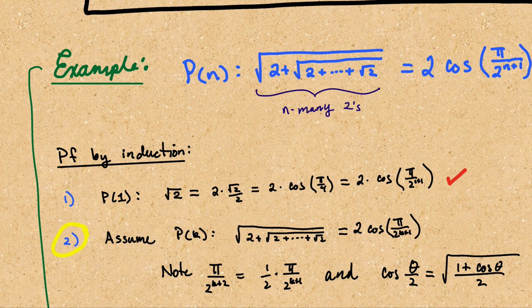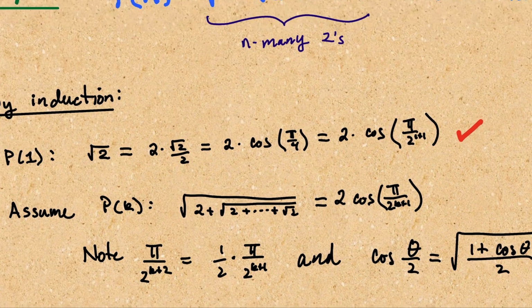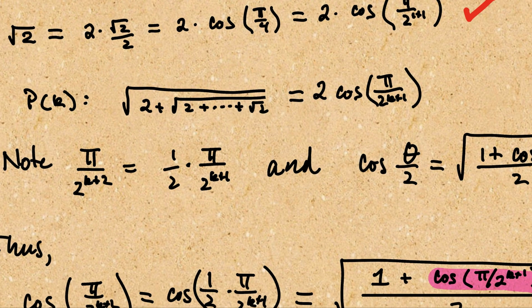Good. Moving on to the inductive step. The inductive step requires that we make an assumption that P of n is true for some n equal k. Nice. So we want to go from there being k many 2's on the left equaling 2 times cosine of pi over 2 raised to the k plus 1, to there next being k plus 1 many 2's equaling 2 times cosine of pi over 2 raised to the k plus 2.